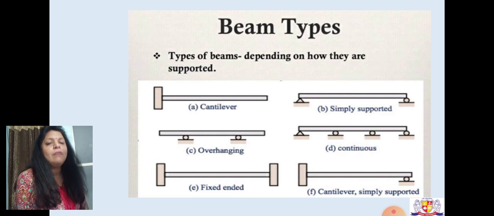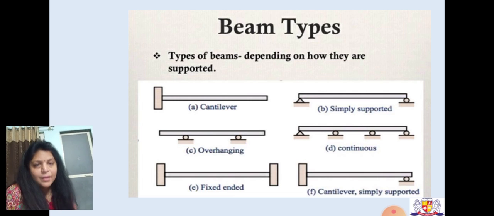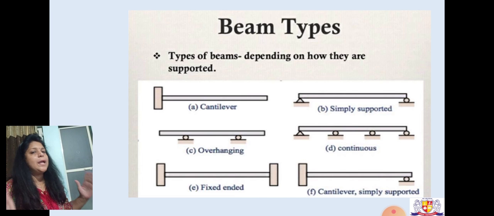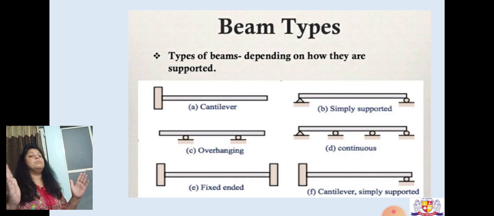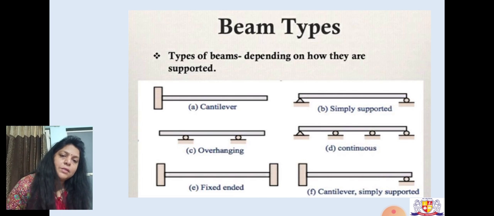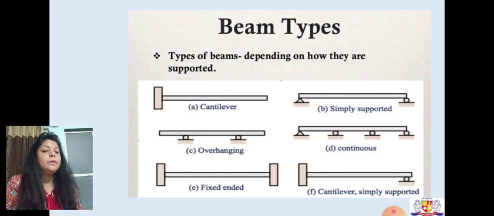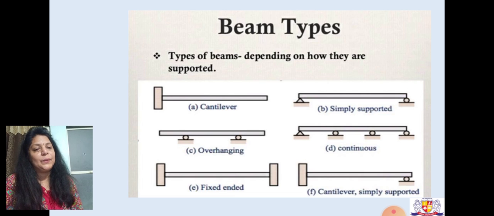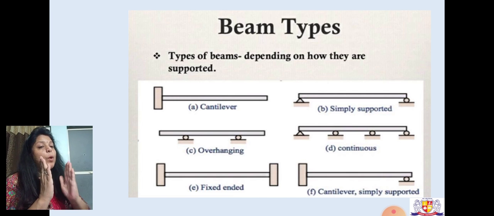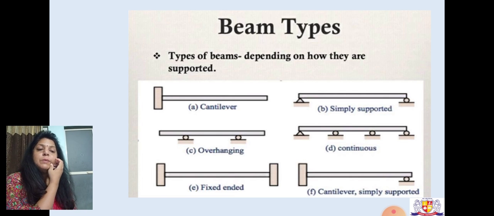The next is a fixed beam. What is a fixed beam? Basically, in a fixed beam, you can see that both ends are encased, both ends are fixed in the support. Generally this kind of beam is observed in our steel structures. And the last is cantilever, simply supported. You can see one end is fixed and the other end has a prop in the form of a column or a support. So it is basically called a propped cantilever.